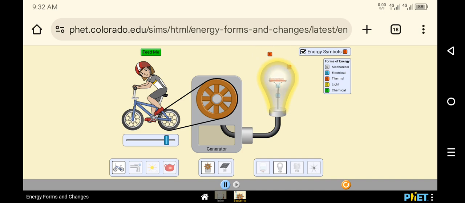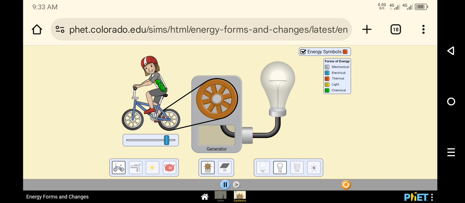A light bulb or a lamp is used to convert electrical energy into light and heat energy at the same time. You can also feed the man, so the chemical energy lasts. You can feed him and then continue to light. So you can see the energy change, or the way the energy is transformed.